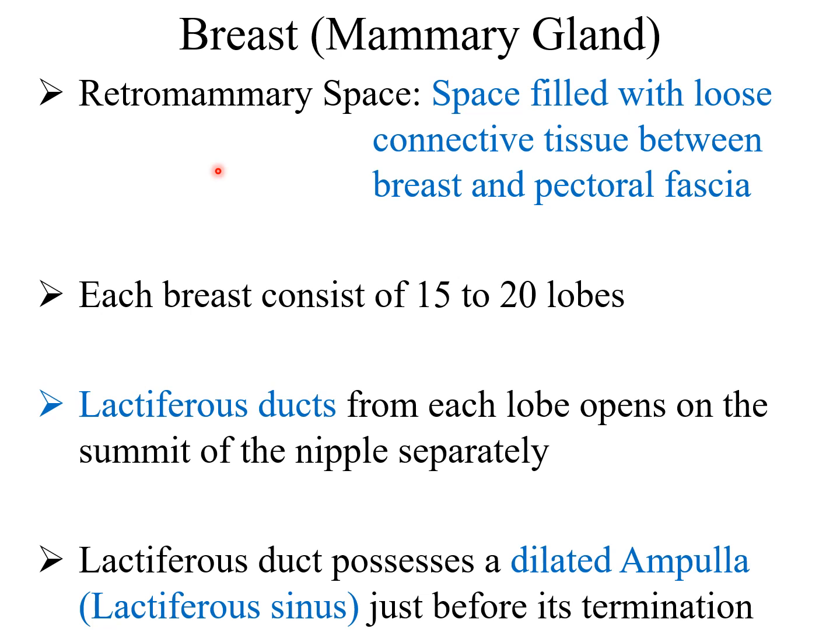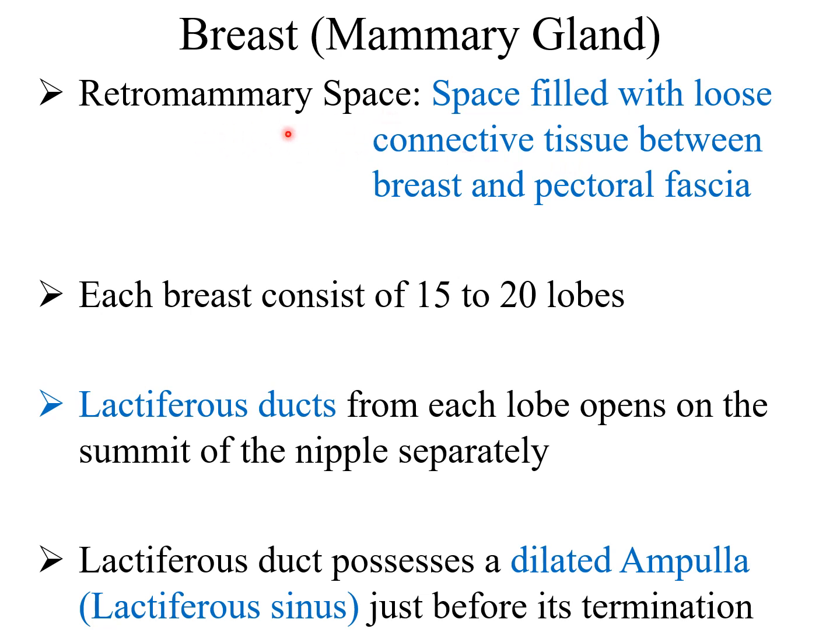So in the breast we have a space which is known as retromammary. Retro means behind. So retromammary space, a space behind the breast, which is a space filled with loose connective tissue between the breast and the pectoral fascia. And because this space contains loose connective tissue, the movement of the breast depends upon this space.